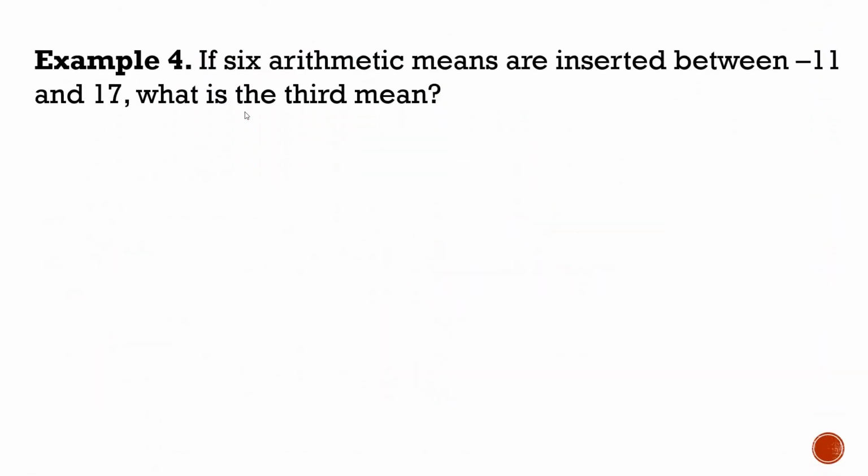This time, if 6 arithmetic means are inserted between -11 and 17, then what is the third mean? Okay, let's see how to solve this. There are 6 arithmetic means, so 1, 2, 3, 4, 5, 6 between -11 and 17, right?